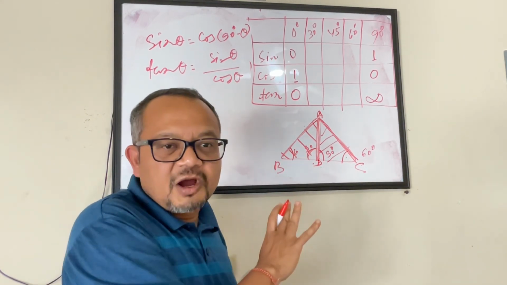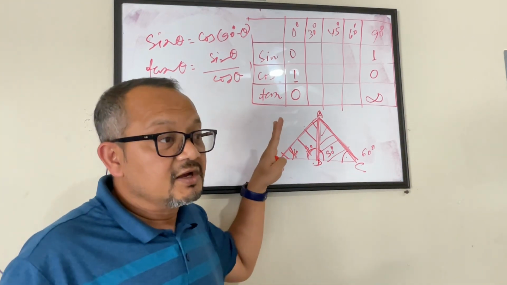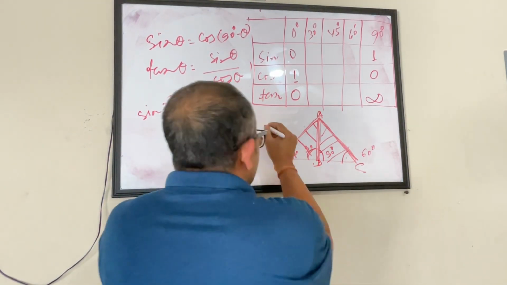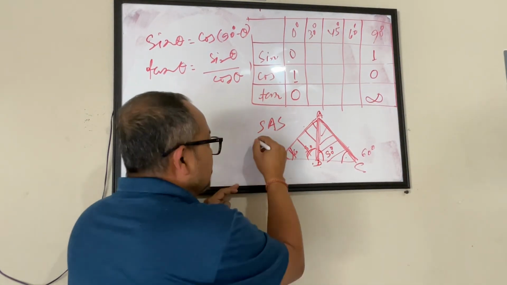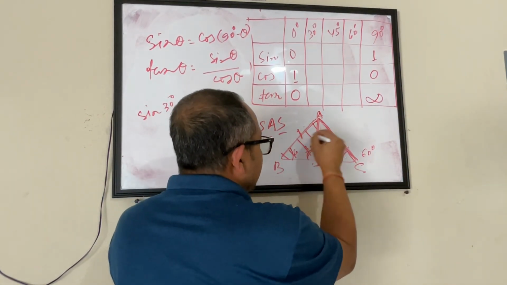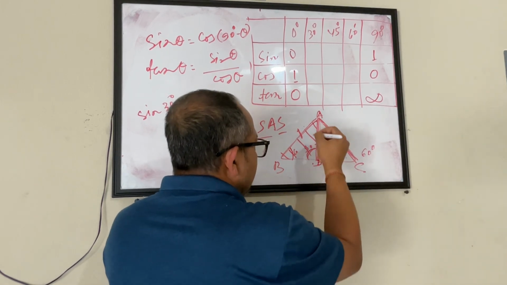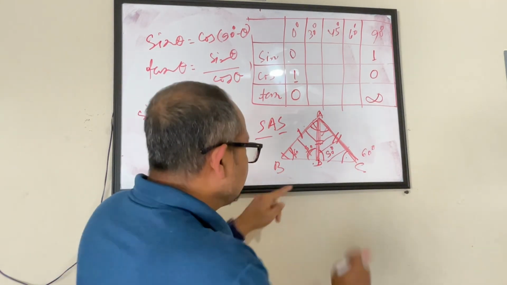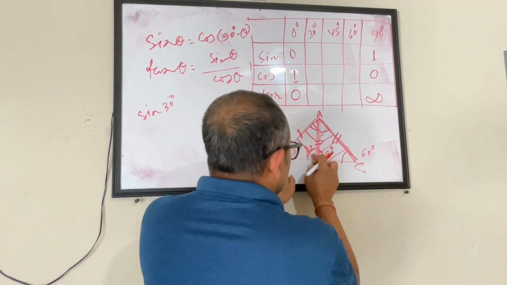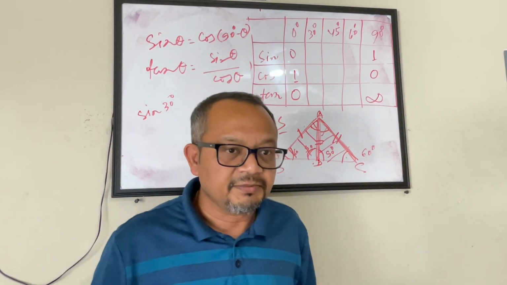With all the permutations and combinations that you've seen on the board, you can be assured that these two triangles are congruent using SAS. Two sides and an angle. So this side same, this side, both are same. And this angle is same, because the other two angles of the triangle are matching. So the third angle has to match, no choice.